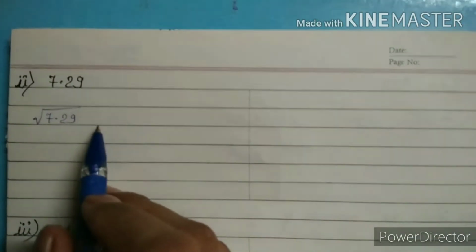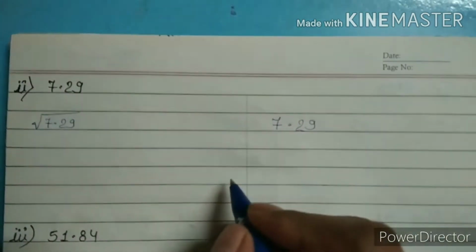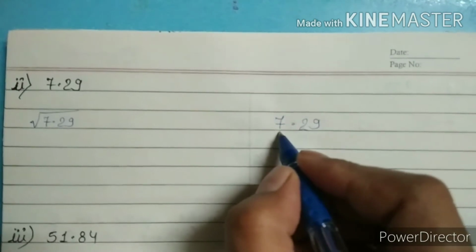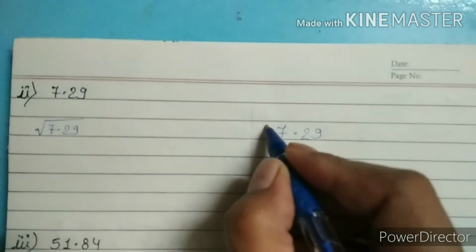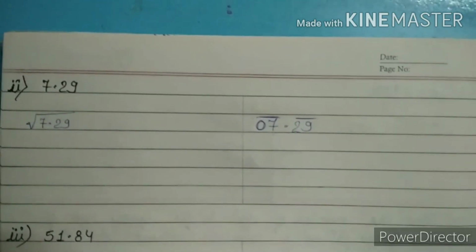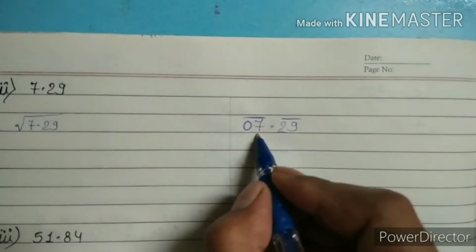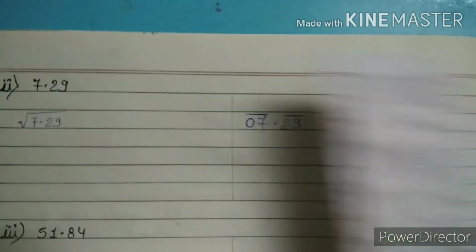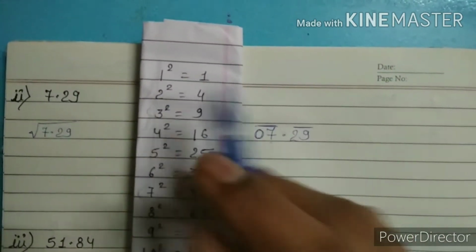Second is 7.29. So the same number we will put here, 7.29. Again we have to do the pairing from the ones place. Here the ones place is only 1, so for the pairing we are putting 0 here. This is the first pair and this is the second pair. Firstly we will check for the number whose square is less than or equal to 7. Less than or equal to 7 is only 4, and 4 is the square of 2.